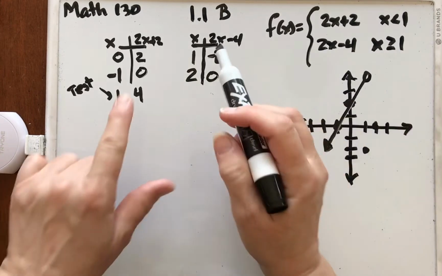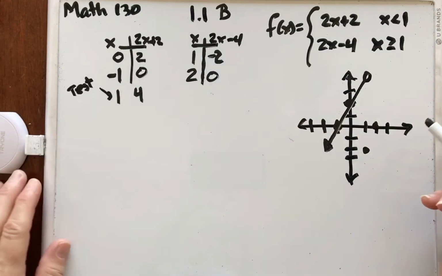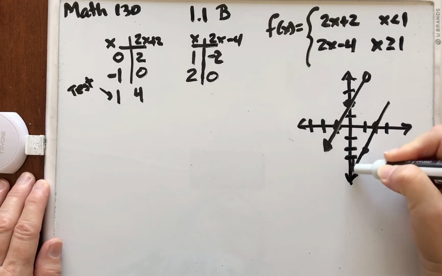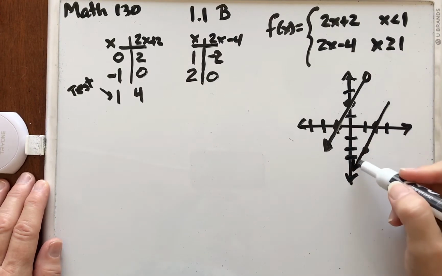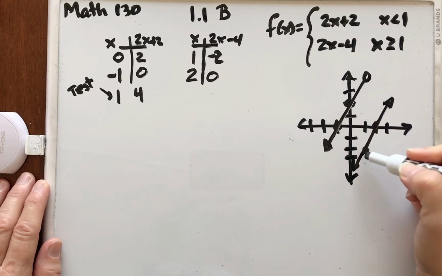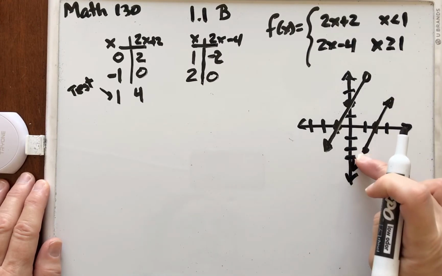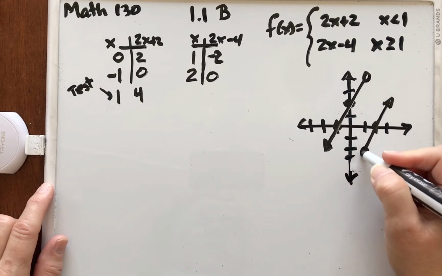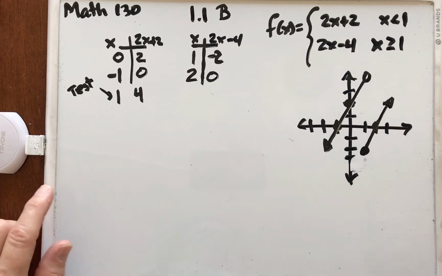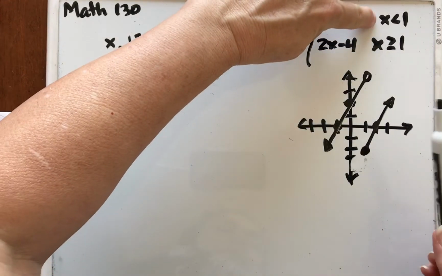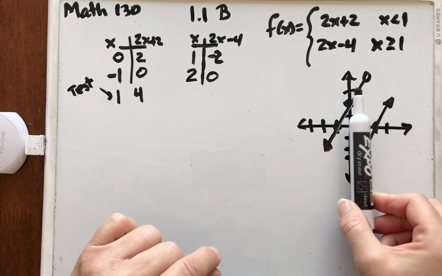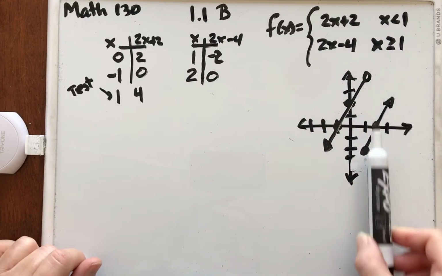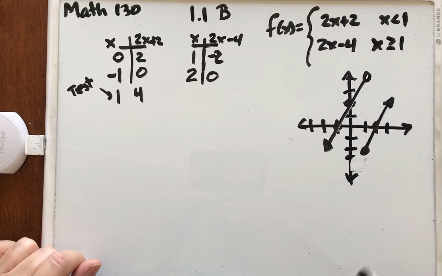Okay, notice we have the same slope, so we will have parallel lines. Okay, but this arrow doesn't go down here. Why doesn't it? Because anything less than 1 is going to be this equation. So we have to stop there. There we go. So now you can clearly see x less than 1, here's 1. This represents x less than 1. X greater than or equal to 1 is right here. Greater than or equal to 1 represents this line.